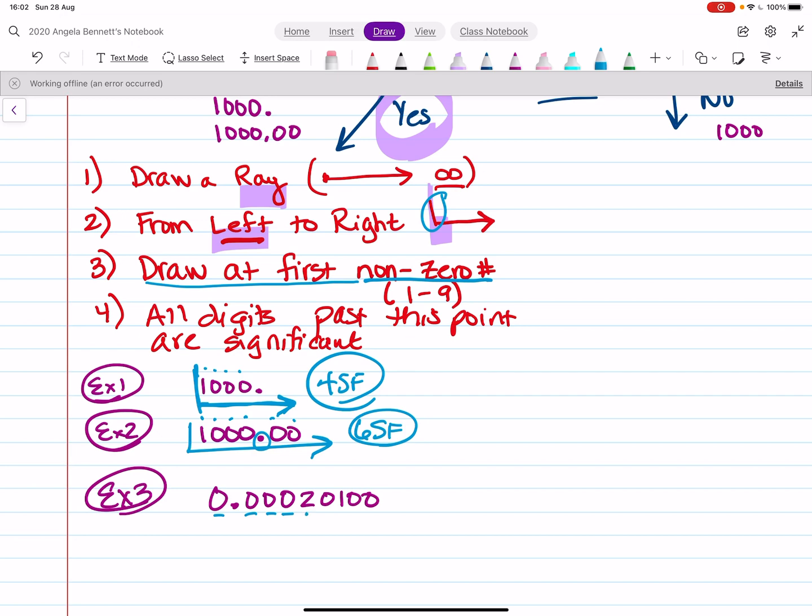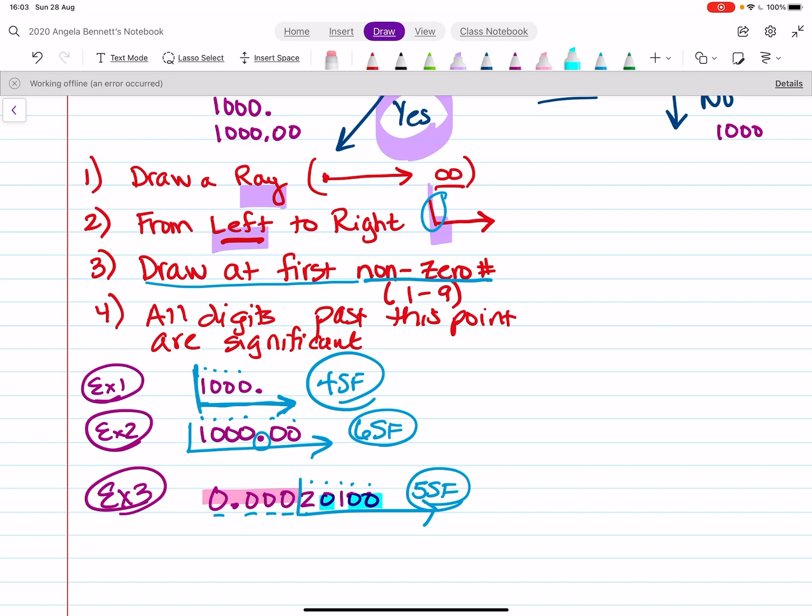The next number is a 2. That is a non-zero number, so you block it off. This is why some kids block it, because it's easier just to visualize it. And draw your ray. There are 1, 2, 3, 4, 5 sig figs. Now take note, these zeros are not significant. They are not significant at all. They do not count as being significant zeros. However, this 0 and these 2 zeros are significant.